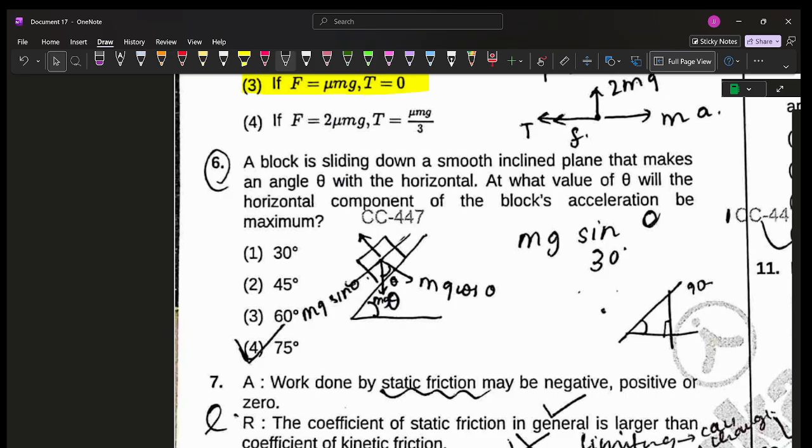So the max of sine is 1. So sine 2 theta is 1, in the sense theta should be 45. So the answer has got to be 45 and not 75. Okay, cool. I think I kind of found it out. I kind of get what they were actually looking for in the question. Yes, I did.